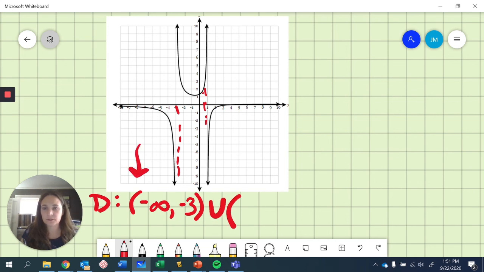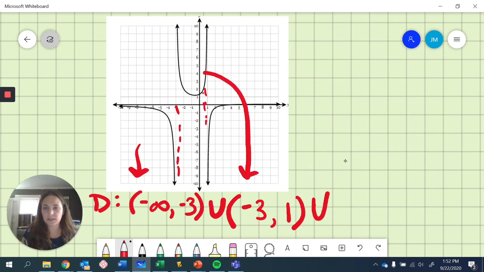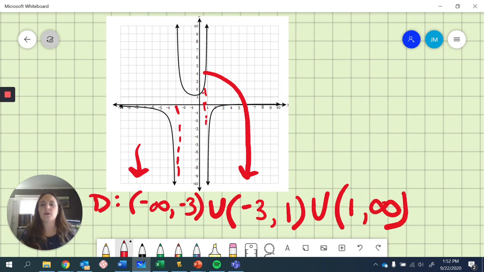Then we'll jump that -3. Now we're going to do the middle section. We're going to go -3 to 1. That's the middle section. Then we're going to jump again, and we're going to do the last section, which is 1 to infinity. Whoa, 3 different sections of the graph, 3 different intervals.